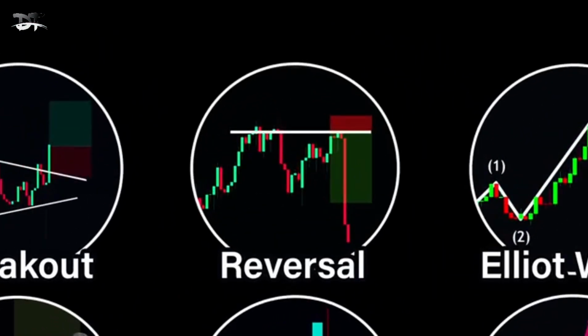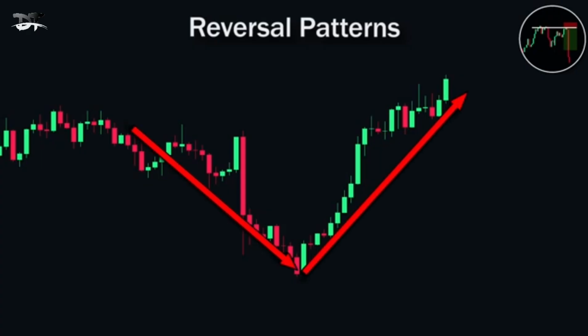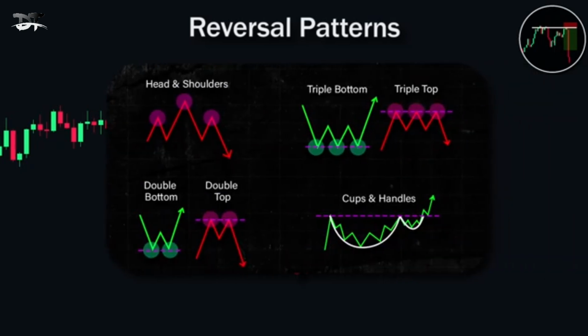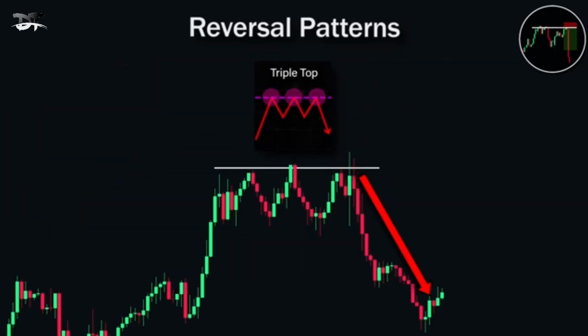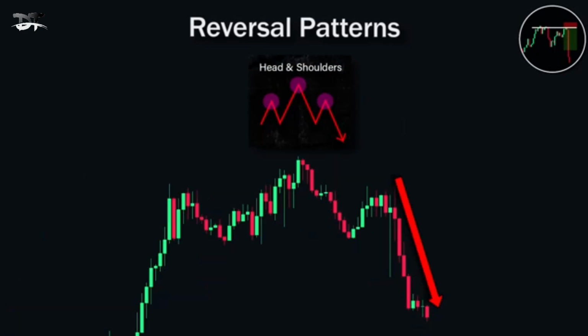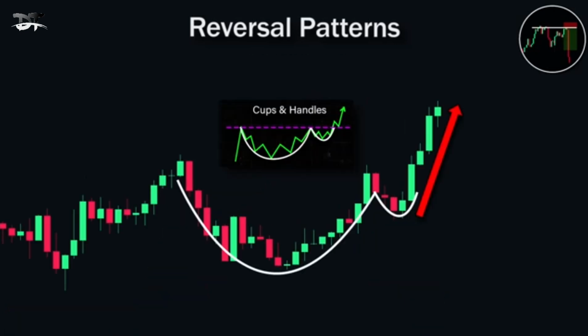Reversal patterns. It is when price moves in the opposite direction of the current trend and forms a counter trend. Specific patterns could be identified in a chart which can help traders predict reversals before they happen. Most notable reversal patterns are double top and bottoms, triple top and bottoms, head and shoulders, cups and handles.